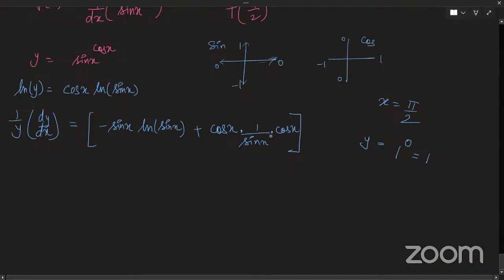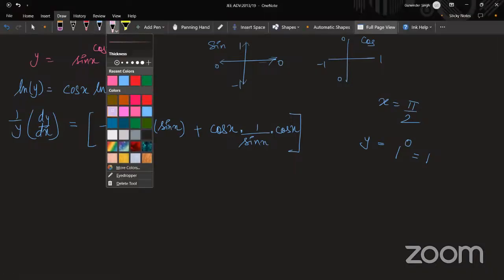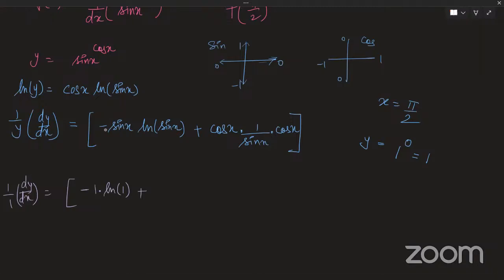Fine. Great. So now all I'm left with is to calculate what is the value of dy by dx. So 1 by 1 into dy by dx. So now I just need to input my values. So sine of pi by 2, what is it? Sine of pi by 2 is 1. Minus 1 into ln of 1 minus 1 into ln of 1 plus cos of pi by 2. What is cos of pi by 2? 0. So this whole thing becomes 0, right?